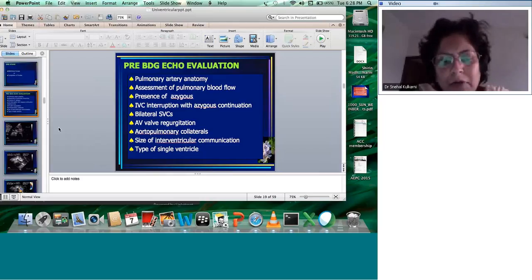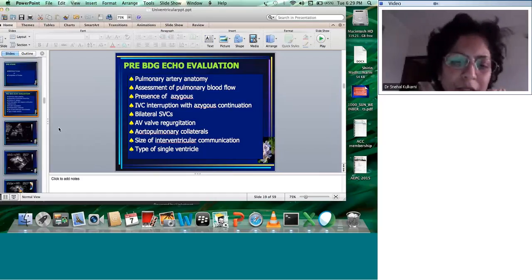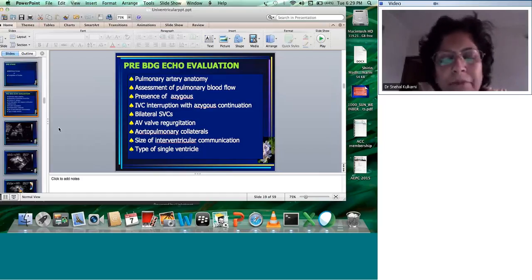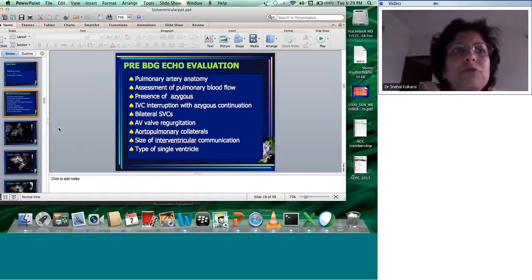Are there aortopulmonary collaterals? As I said, the size of the interventricular communication in patients with double inlet ventricle, that is called a restrictive bulboventricular foramen. And the most important thing nowadays, when we have everything, is what is the type of single ventricle? Whether it's a single right ventricle or a single left ventricle, which again has its own long-term outcomes. See, many times if you have tricuspid atresia, it's very easy to say that you have a single left ventricle. You have mitral atresia, you know it's a single right ventricle.